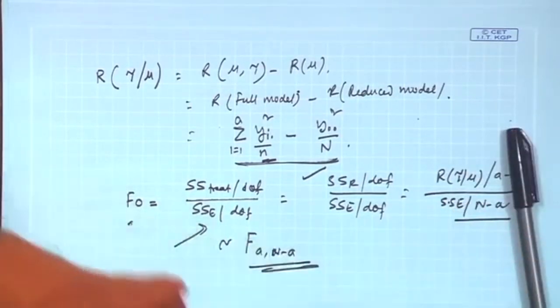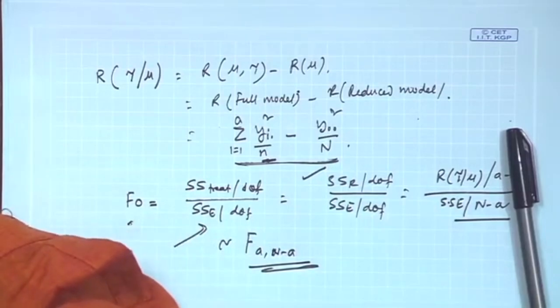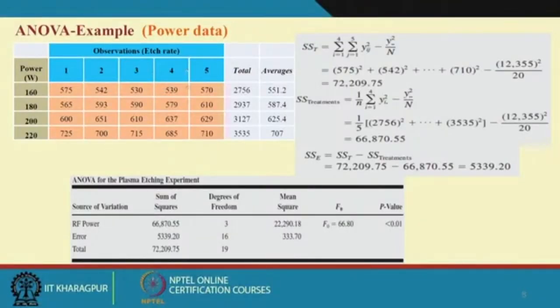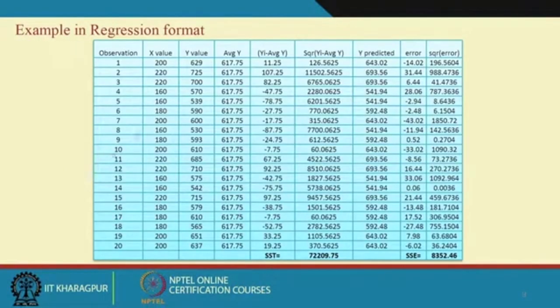So, very quickly I will show you that in ANOVA for the power and etch rate data we have seen SST is 72,000 almost, treatment 66,000, SS error is 5,3 like this, and then this is the ANOVA table and we found out that there are treatment effects. Now, we have used the same thing for regression. What we have done? There are 20 observations, x value for the first observation 200, 220 like this, then y values are there, then the regression model is fit, then the predicted values and sums of squares, everything.